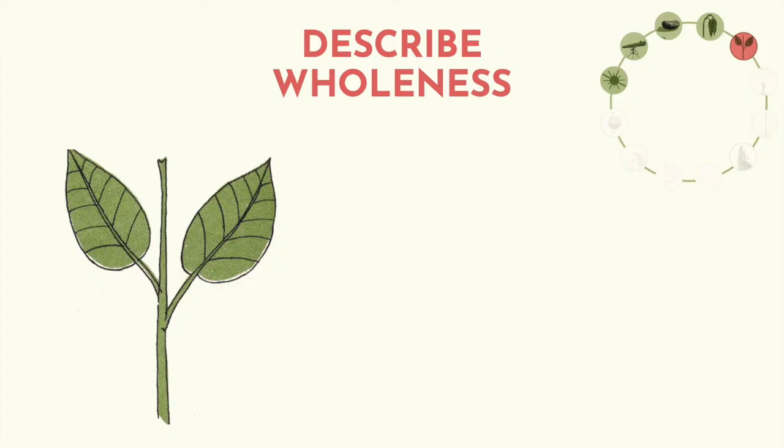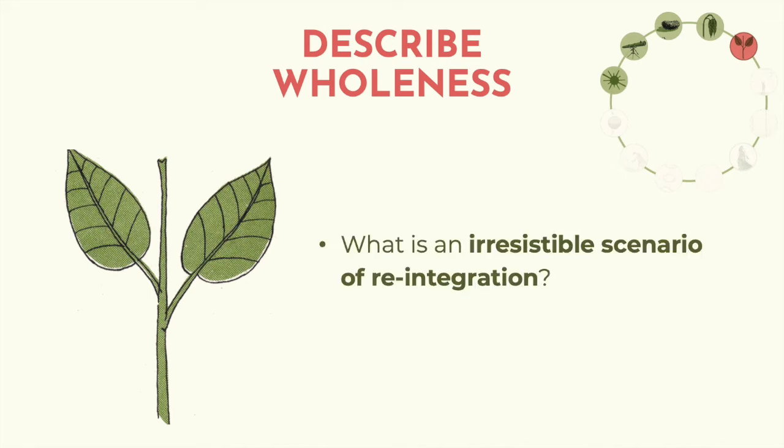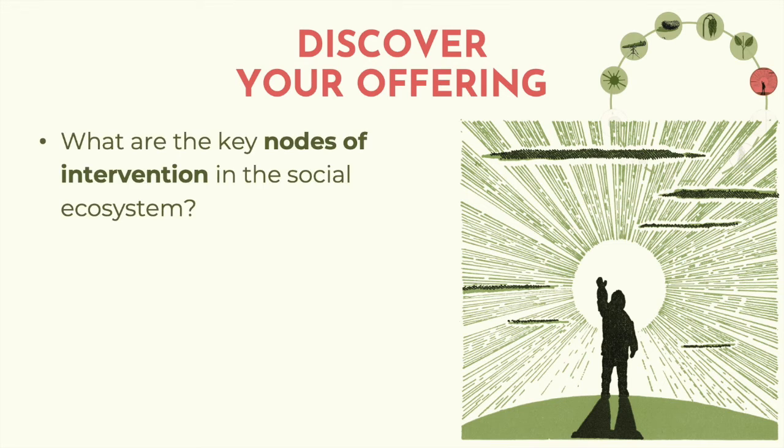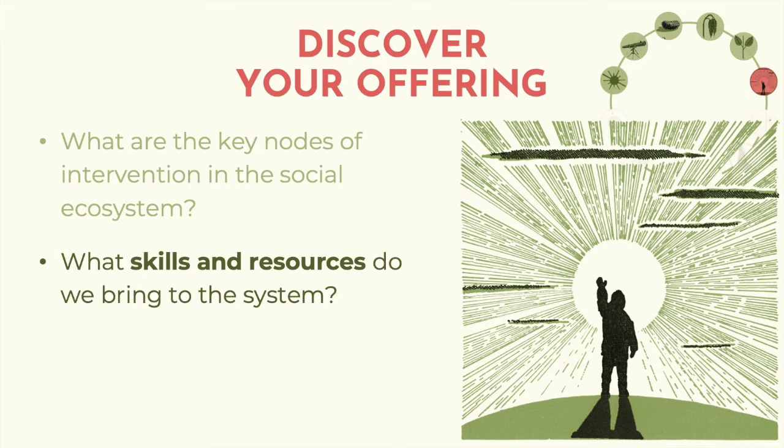So once we've identified what's not working, then we're going to flip that on its head and move to what we call describing wholeness. The core aspect of describing wholeness is coming up with an irresistible scenario of reintegration, figuring out what in the social landscape would it feel like and look like and sound like for wholeness to be present. Then, in Discover Your Offering, you're going to take that scenario of reintegration and apply that directly to your organization. What is the specific, unique, irreplaceable role that you and your organization can play to create that sense of wholeness?